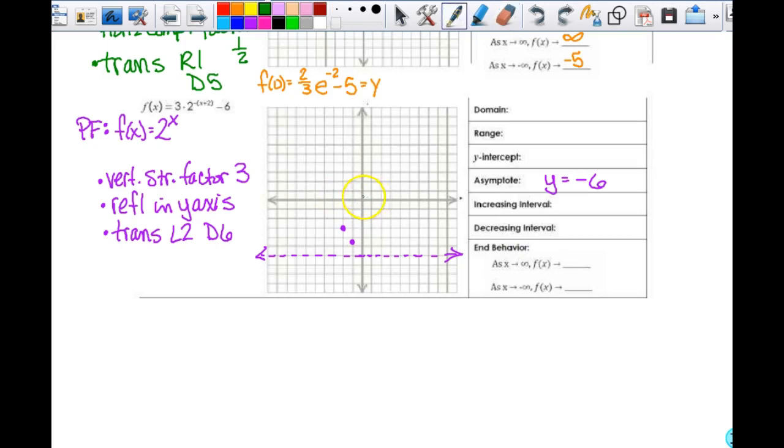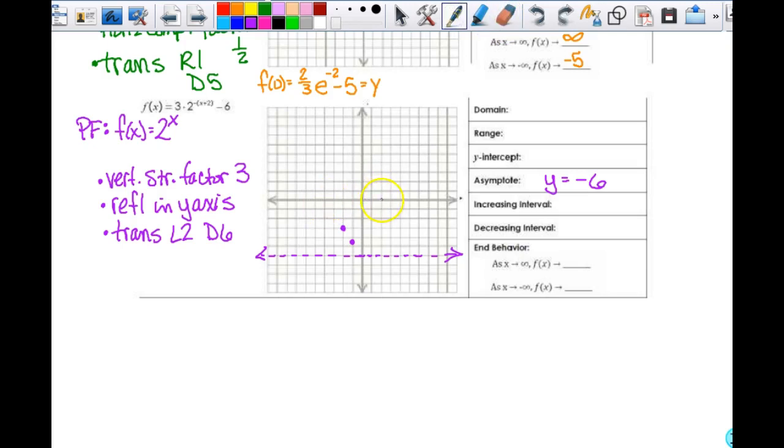Okay, so then when x is 1, y is 2. So I'm here. Vertical stretch by a factor of 3, so my y value becomes 6. I reflect in the y-axis, and then go to the left 2 and down 6. 1, 2, 3, 4, 5, 6. Okay, so I have these 3 points. All right, so that point is totally wrong because when I reflected, I made stuff up. So I'm going to backtrack on that one.